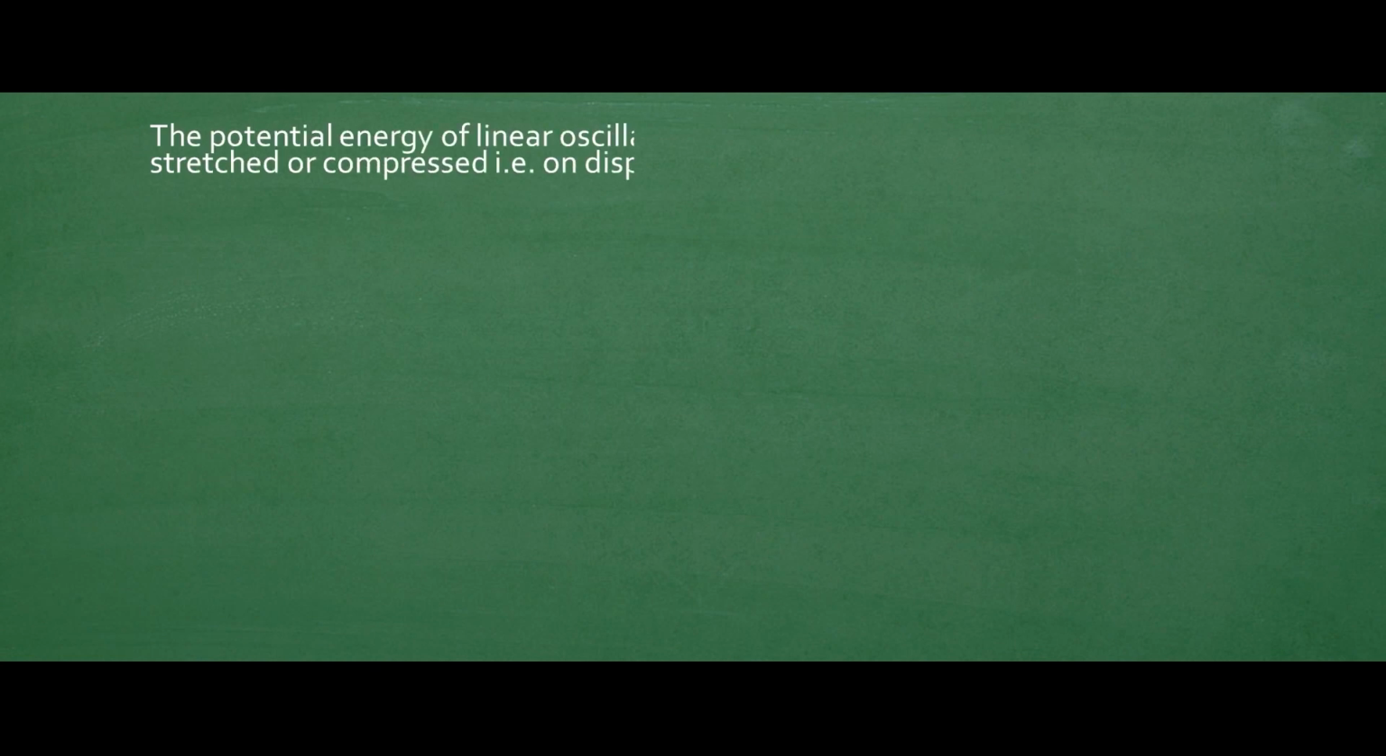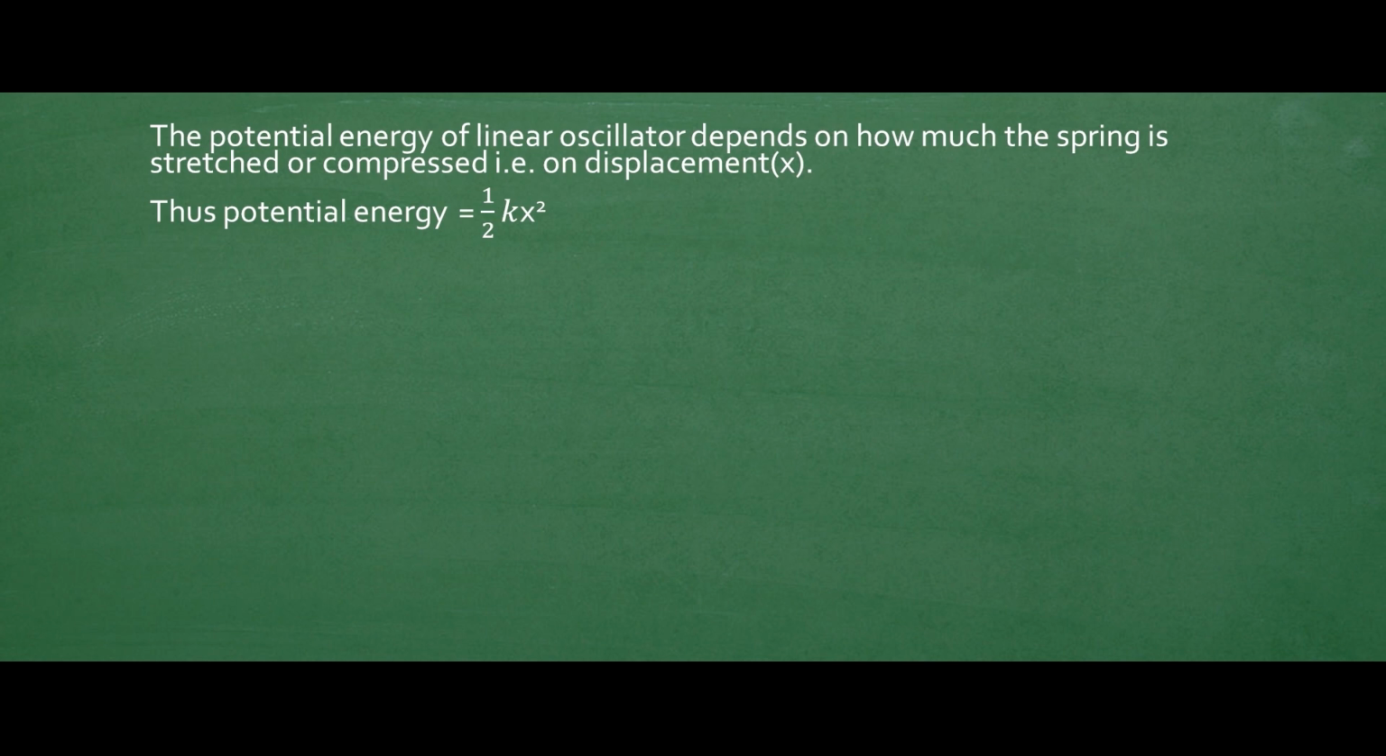Okay, now let's have a look at the mathematical calculation of the energy in simple harmonic motion. So here we have two components. In order to calculate the total energy, we need to calculate the potential energy in a simple harmonic oscillator as well as the kinetic energy. Let's look at it one by one. First one, the potential energy of a linear oscillator depends on how much the spring is stretched or compressed, that is on displacement. So potential energy is directly proportional to displacement, and is given by the mathematical statement: potential energy equals half k times x squared.